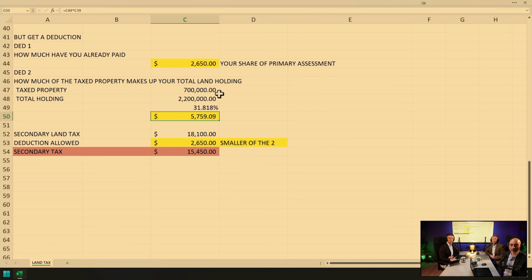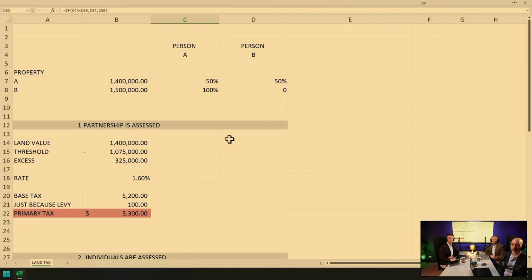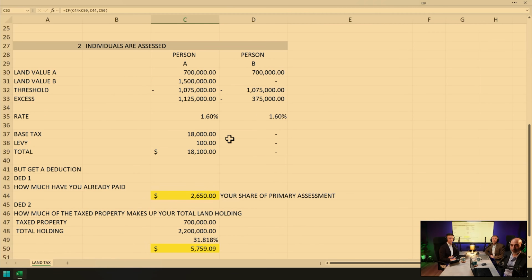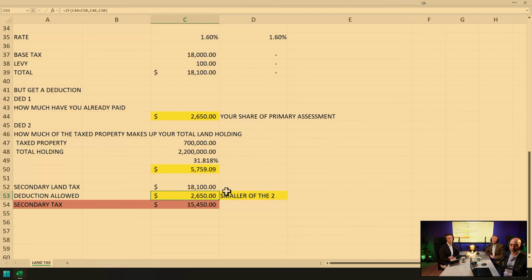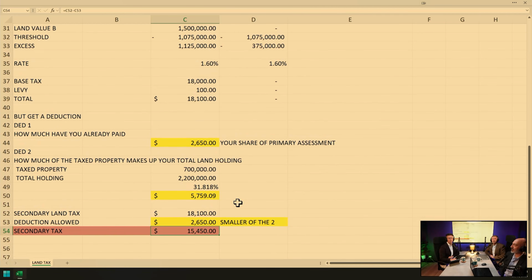And so they say, all right, out of the 2,600 or the 5,700, which one of those is smaller? So between the two options, deduction 1, 2,600, deduction 2, 5,700, which number is smaller? Of course, the 2,600. So that's what they take off the 18 grand, and then person A would get another bill for 15,450.